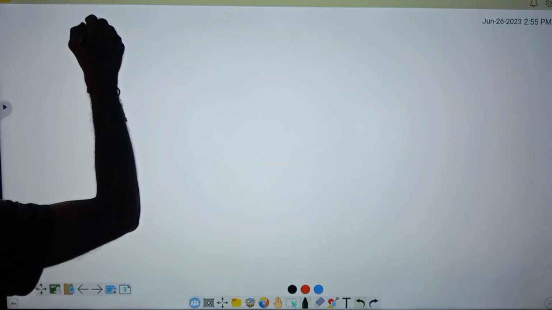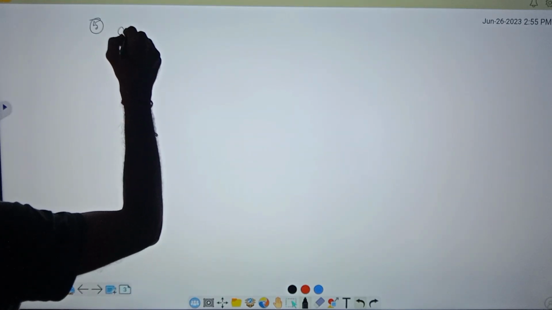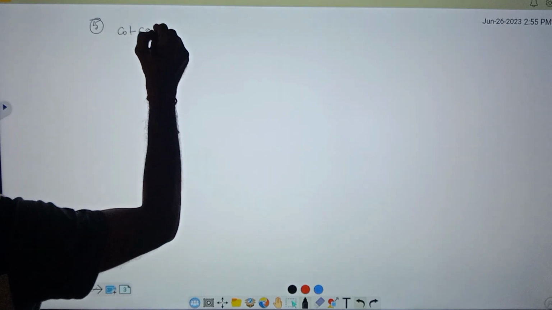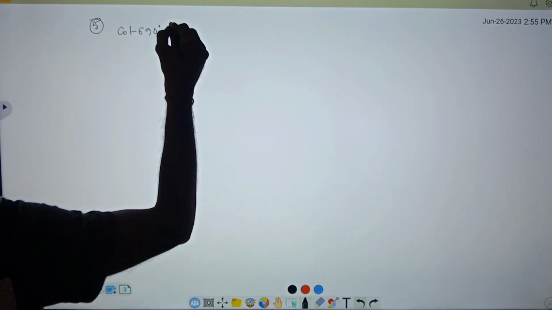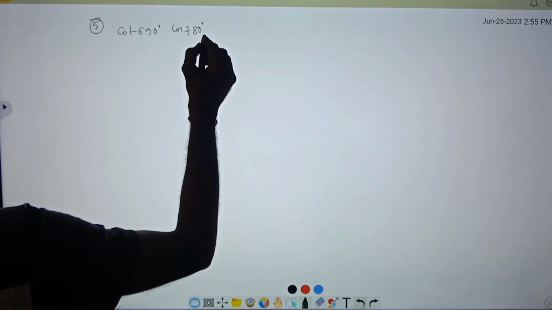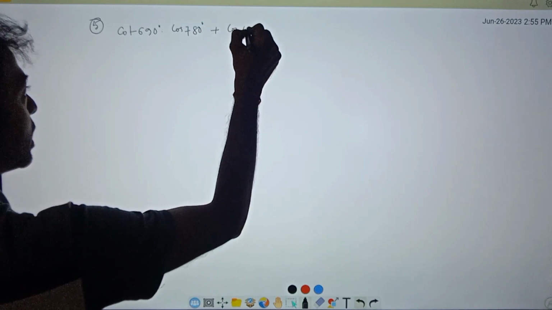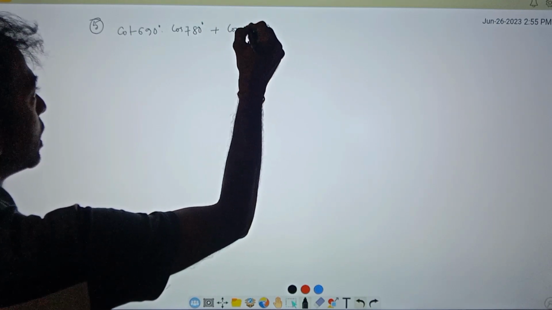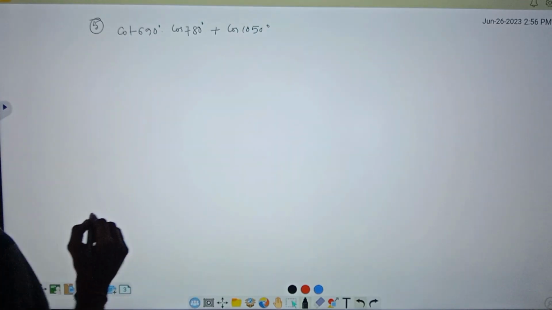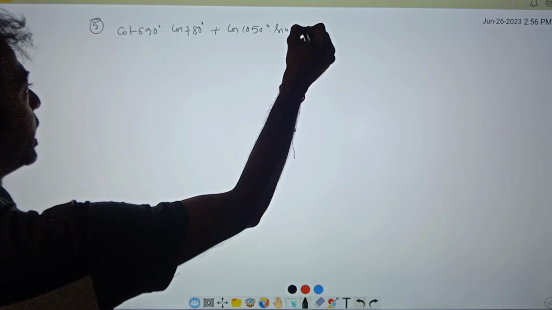Then we are going to move on to the next problem, problem number 5. In problem number 5, it has been given cot 690 degree into cos 780 degree plus cos 1050 degree into sine 480 degree.